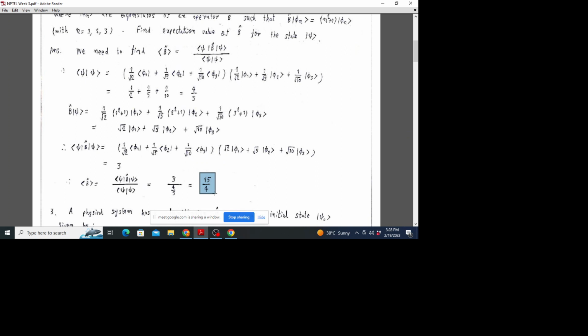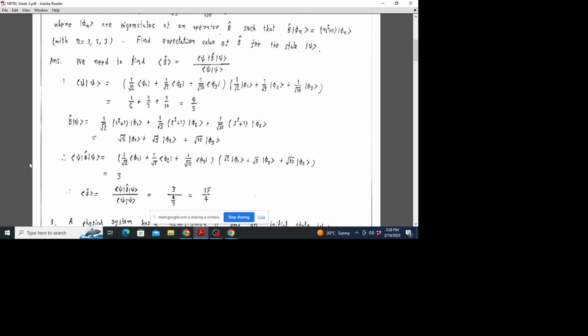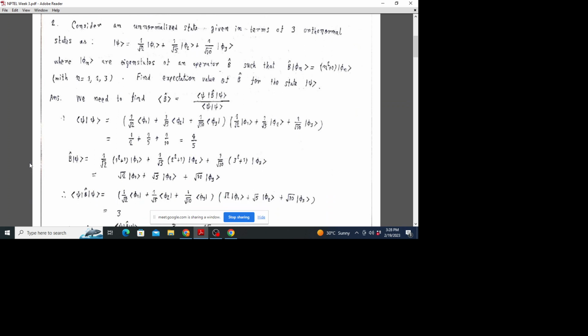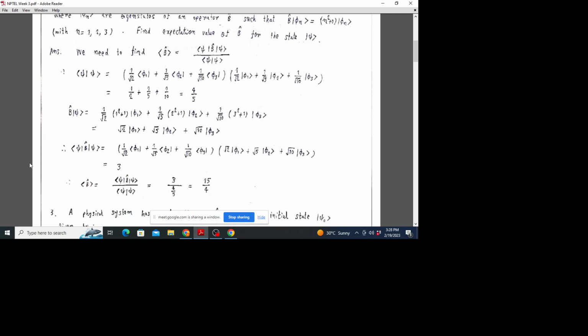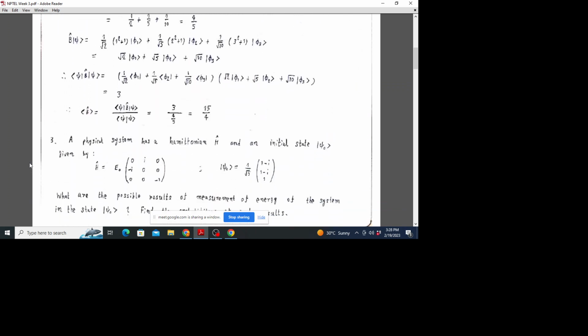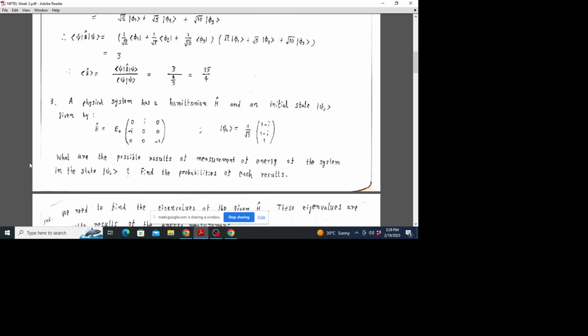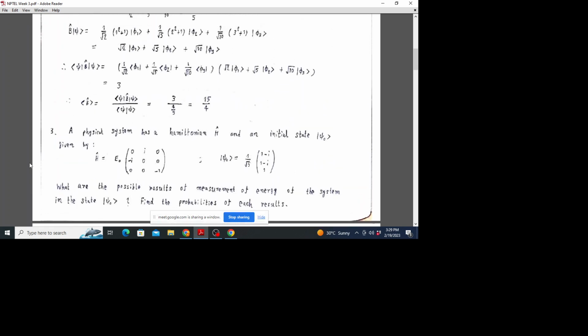So this concludes the discussion on our second problem. If you have any question, please ask. Otherwise I will move on to the third one, which is a much more involved problem.